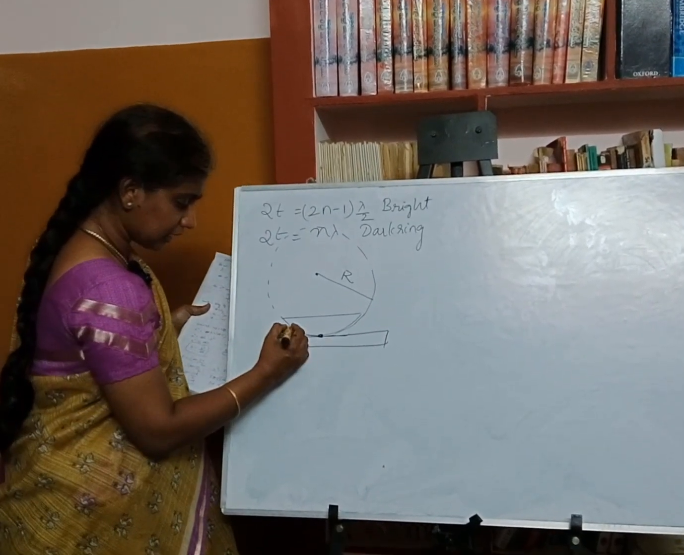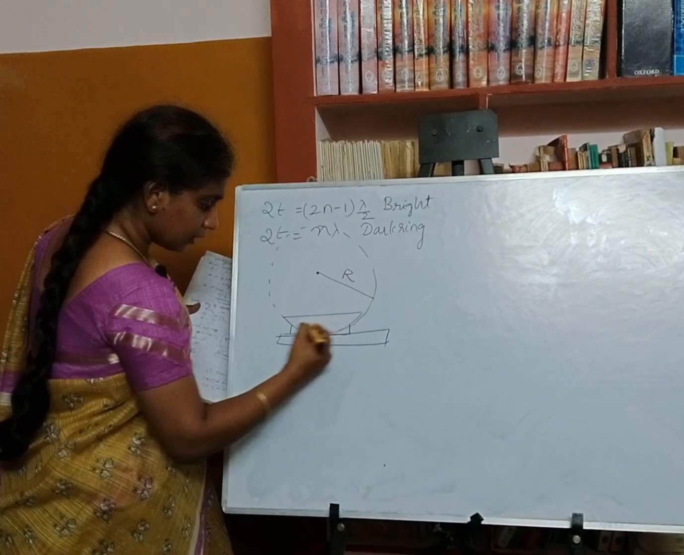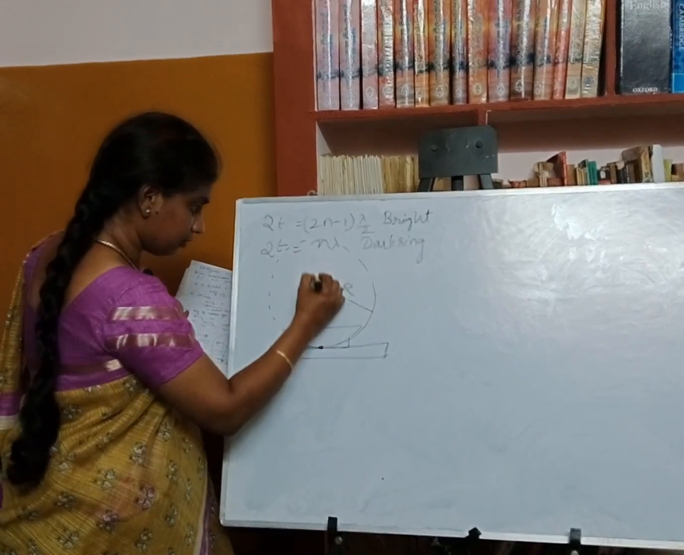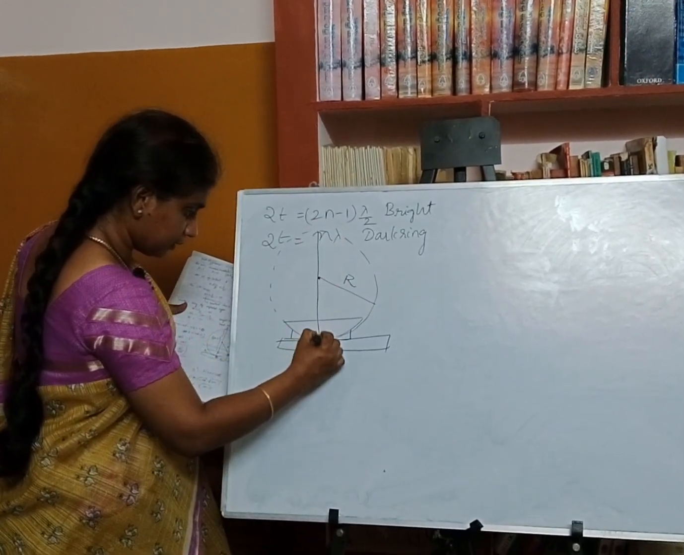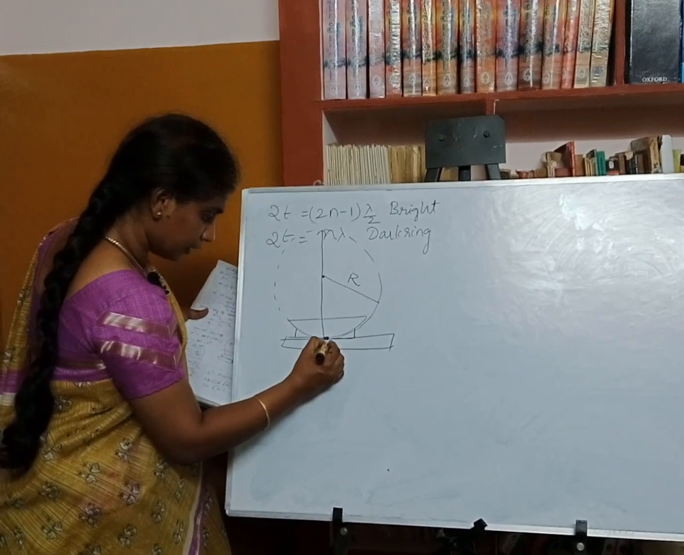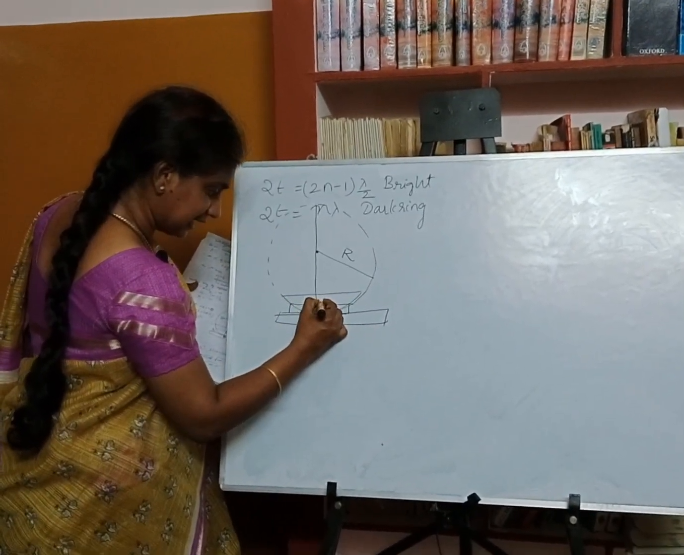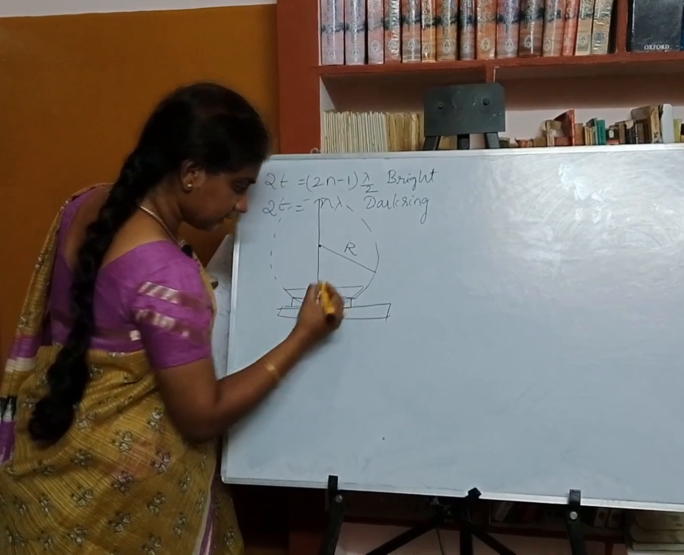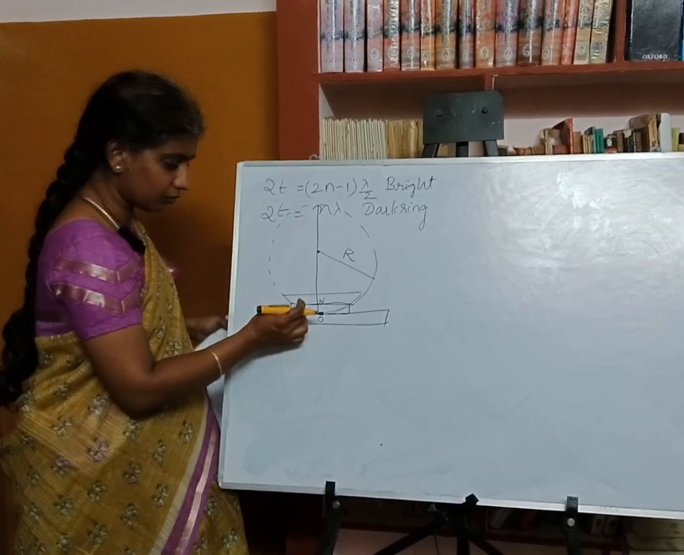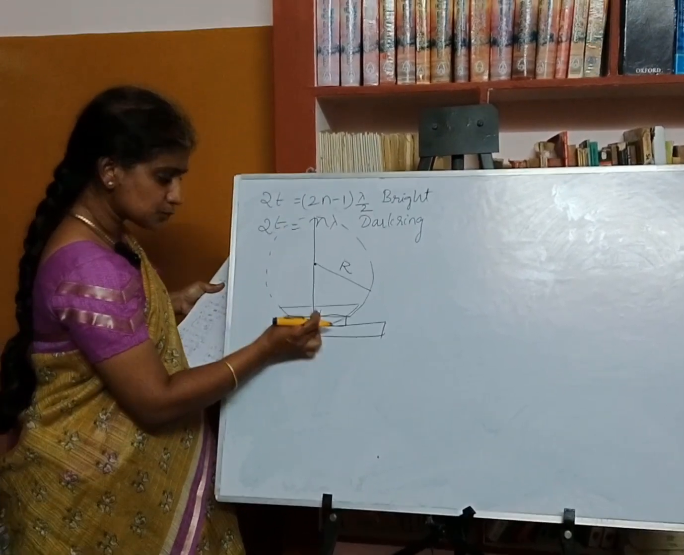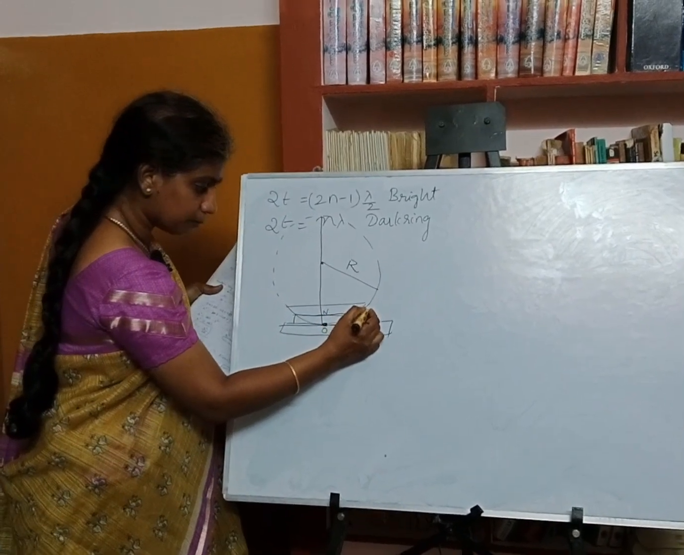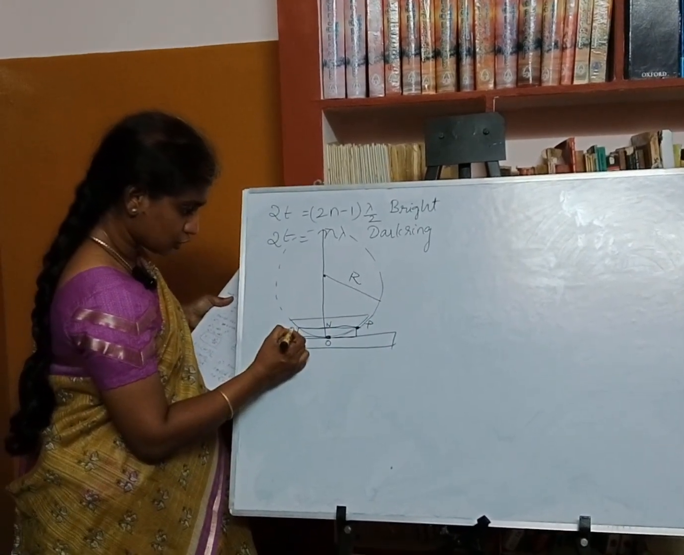Now I will take some ring here. I will draw a perpendicular or the diameter here. Let us name this point as O. Let this point be called N. I will take a ring here; a ring means it can be dark or bright, whatever it is. This point is N. The edges of this are P, and this is Q.